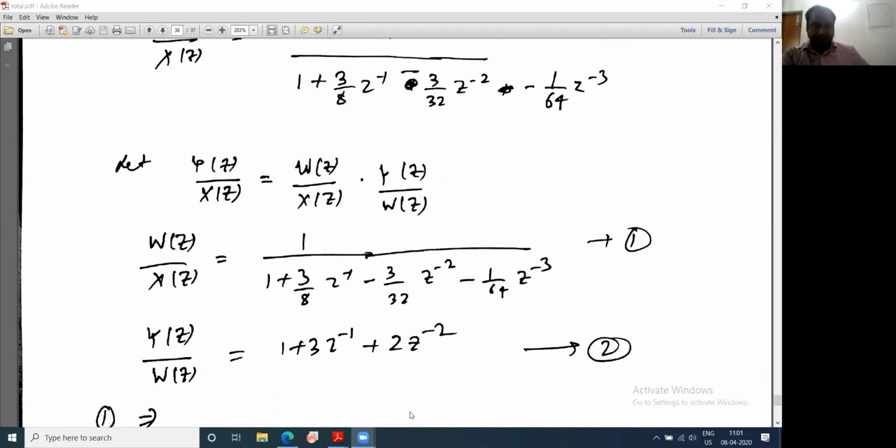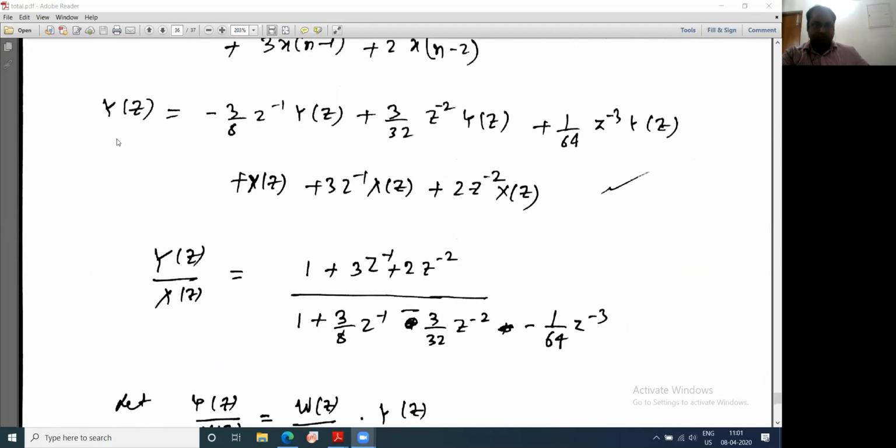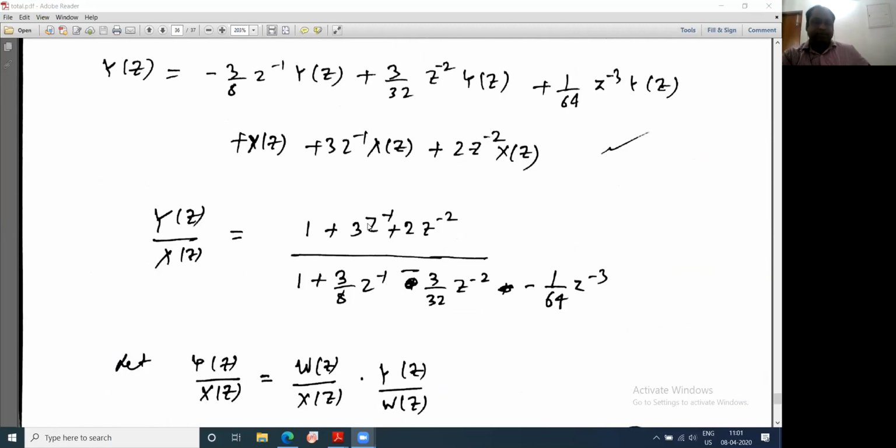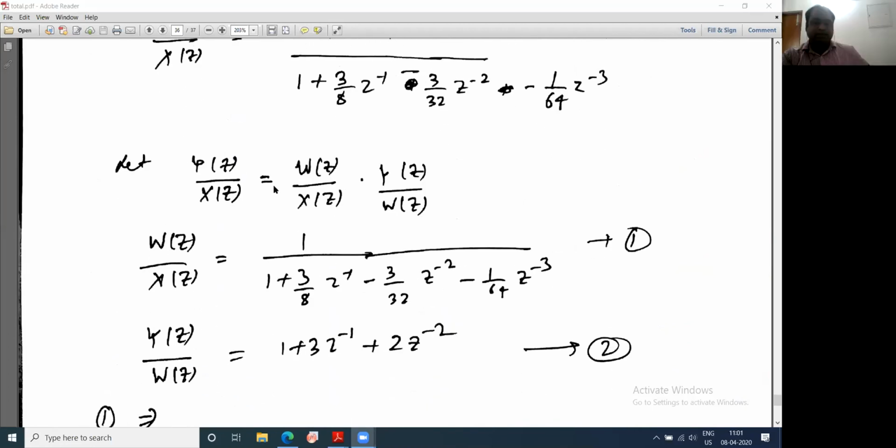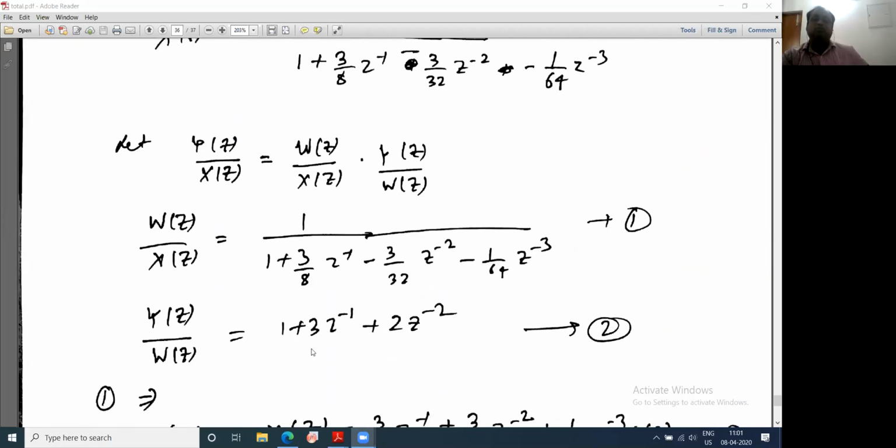if I have this expression Y(z), this expression is enough for realizing direct form 1. This expression I have given a right sign, so this is enough for realizing the direct form 1 structure. And this expression, Y(z) W(z), is required for the direct form 2 structure.